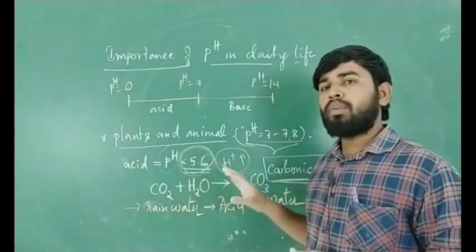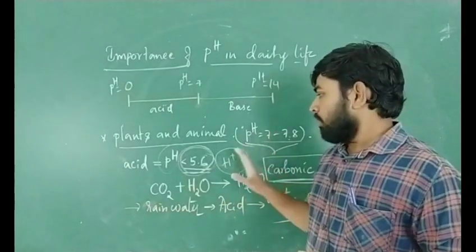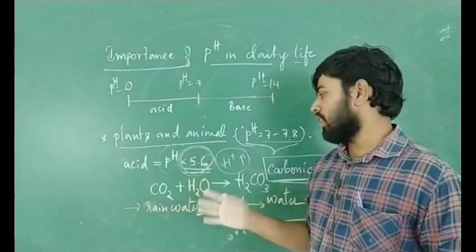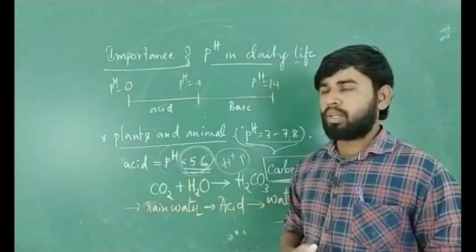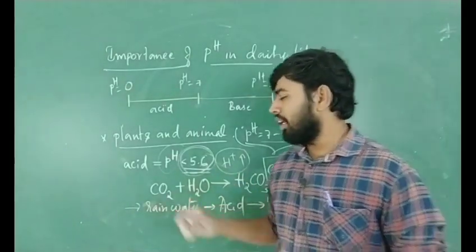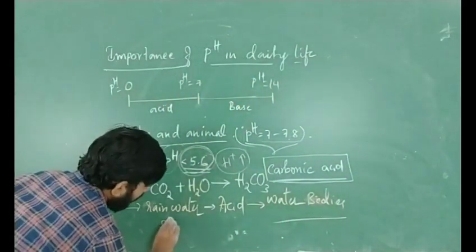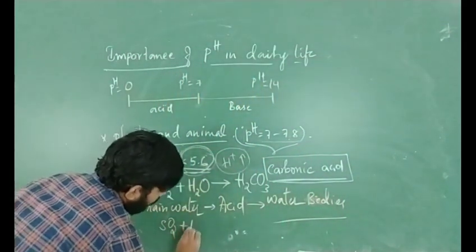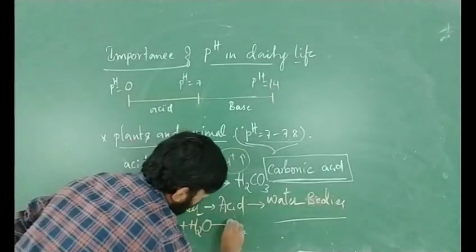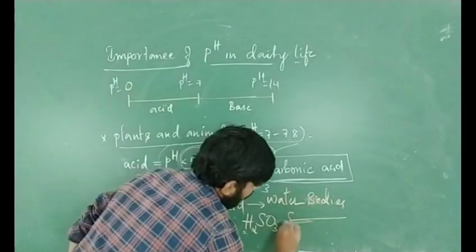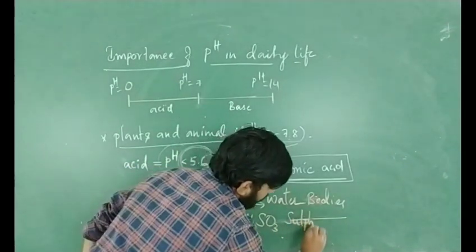That's why, what should we do? We should reduce the production of carbon dioxide because of industrialization or vehicle exhaust, because of automobiles. Similarly, like carbon dioxide, there is sulfur dioxide, which is going to react again with rainwater. It is going to form H2SO3. This is sulfurous acid.